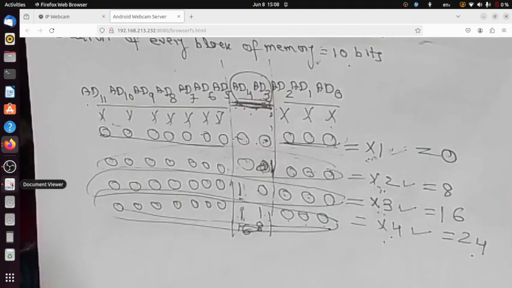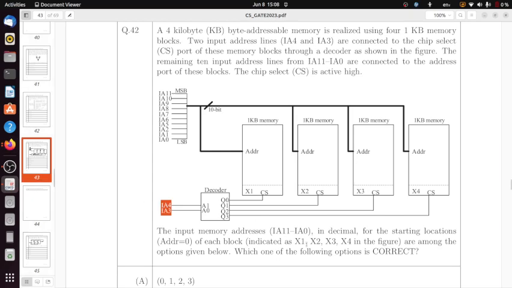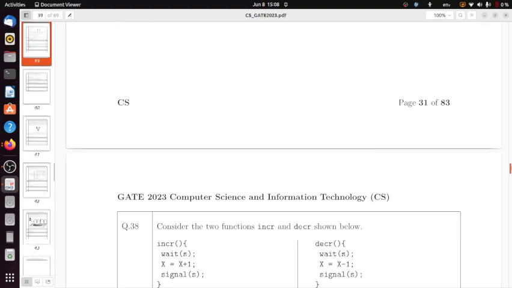Now what is the question? The question is asking what will be the input memory address, from input address line 0 to 11, in decimal for the starting location of each block, and the starting locations of those blocks are denoted as X1, X2, X3, X4. So what will be the decimal representation of the input memory address for the starting locations X1, X2, X3, X4? We have found it out. Now there are options. Which one is correct?